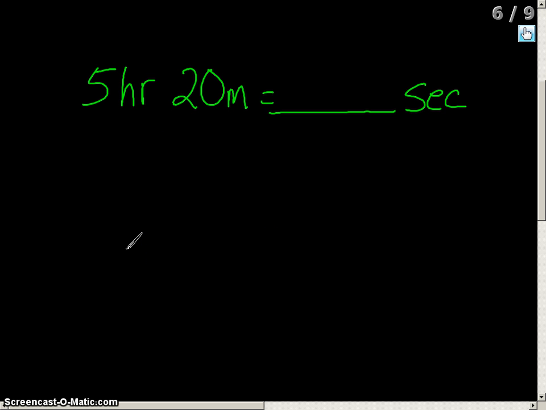Okay, we're going to take a look at one last problem here, and this is another multi-step problem. So what we're doing is we're going from 5 hours and 20 minutes to seconds. We're going to convert that all to seconds. So obviously we know this is a larger to smaller unit of measurement, so we're going to be multiplying. Okay, so our multiplication sign there. Let me erase it. We're going to be multiplying there.